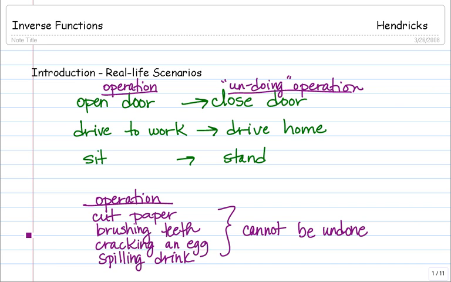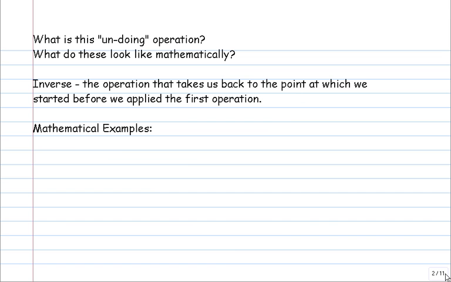So just to kind of get to thinking about the concept we're going to talk about mathematically. We're talking about performing operations and then undoing those operations. And we've learned just in real life, not every operation can be undone. So what is this undoing operation? What does this look like mathematically?